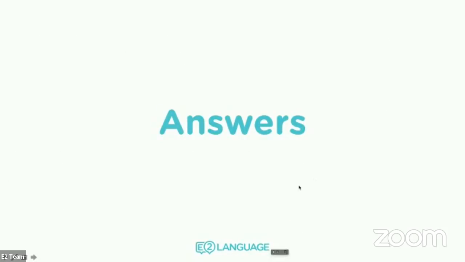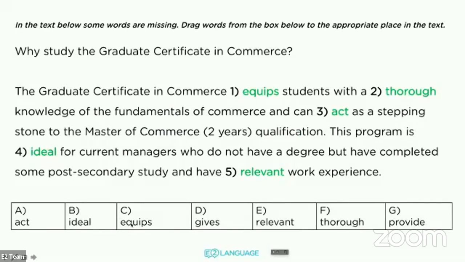The answers are: equips. The graduate certificate in commerce equips students with a thorough knowledge of the fundamentals of commerce and can act as a stepping stone to the Master of Commerce qualification.